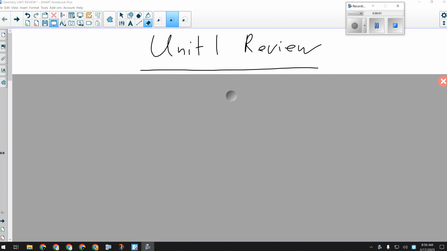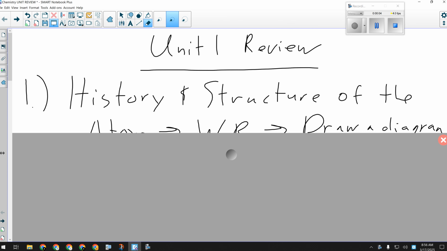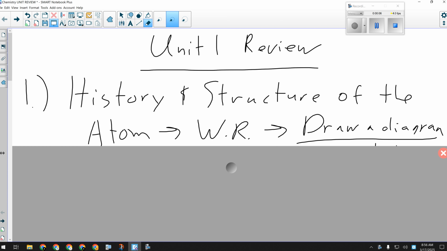Okay, we started out the unit, we talked about the history and structure of the atom. In the multiple choice, you could probably expect some questions that deal with the different models. Like I maybe show you a picture of a model and you have to tell me whose it is.